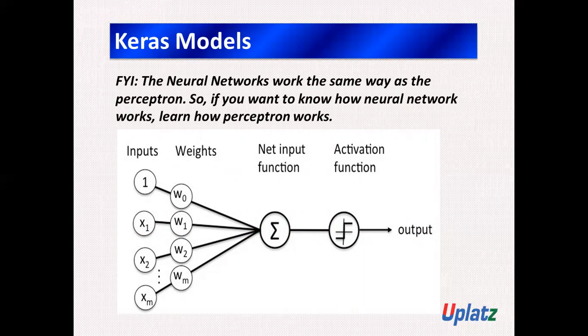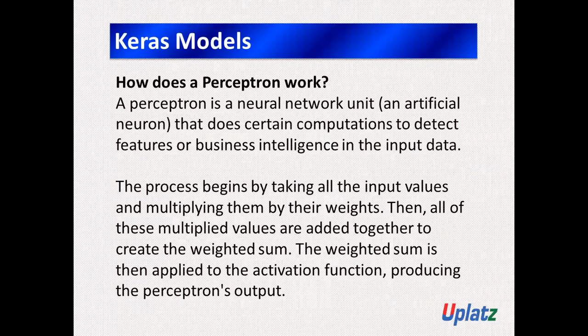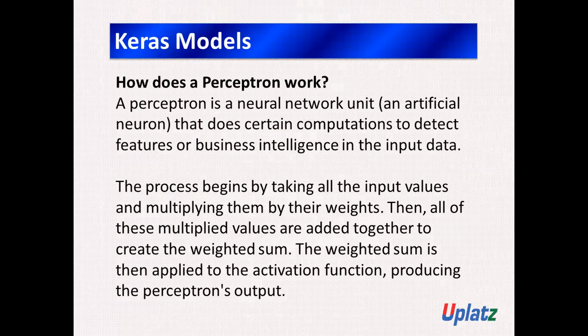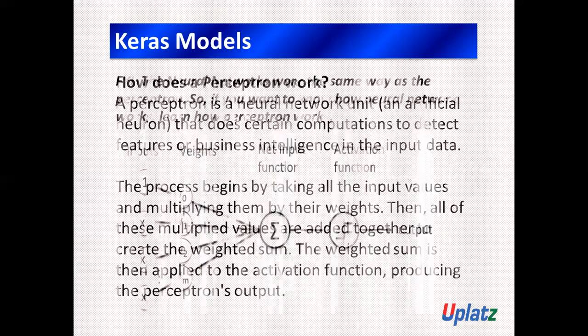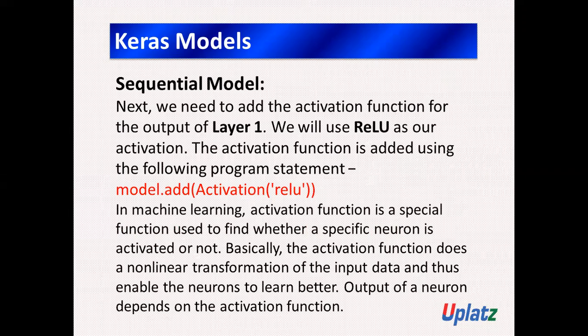But for your understanding, I have shown you how the perceptron works. The process begins by taking all the input values and multiplying them by their weights. So if you have the input values x1, x2, x3 with their weights w1, w2, w3, you need to multiply inputs with their corresponding weights. Then all of these multiplied values you need to add together to create the weighted sum. The weighted sum is then applied to the activation function, producing the perceptron's output. Got the point? So in short, once you have added the input layer, you need to add the activation function for the output of layer 1. For that, we are using the rectified linear unit as our function.